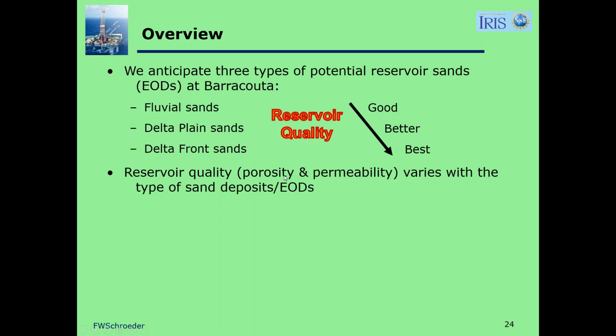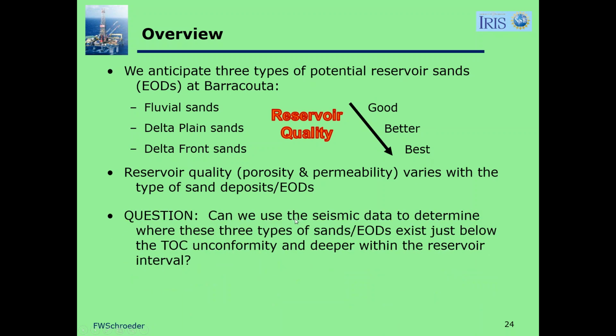So reservoir quality, porosity, and permeability will vary based on the types of sands or the environments of deposition. So reservoir quality is increasing. It can be good for fluvial sands. It would be a little bit better if we're in a delta plain environment, and the best reservoir quality we anticipate occurring where we have delta front sands.